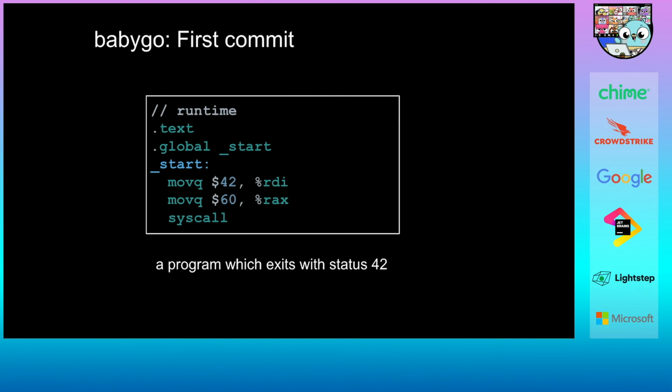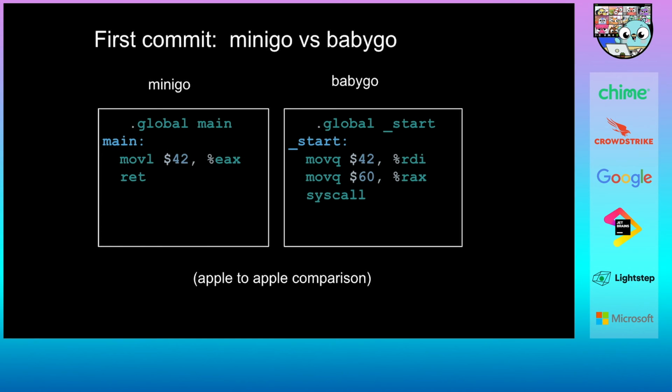This is the first commit. Again, this is a program which just exits. But can you see the difference from that one in my previous compiler? In babygo, there's no main function, and it's directly hitting syscall, which means it started without depending on libc.